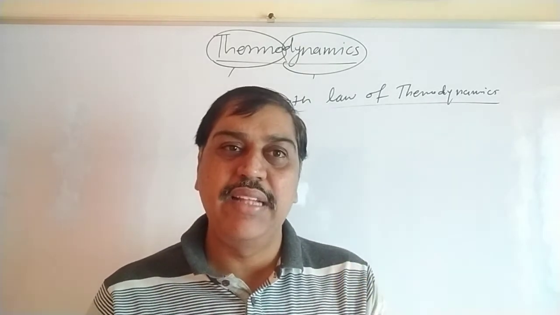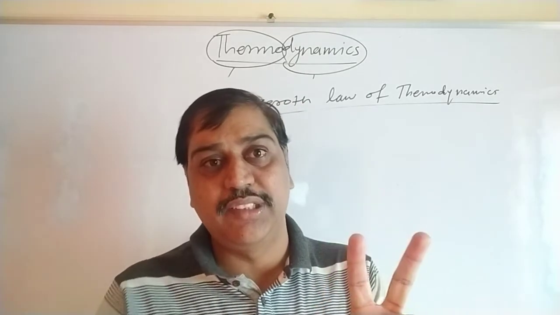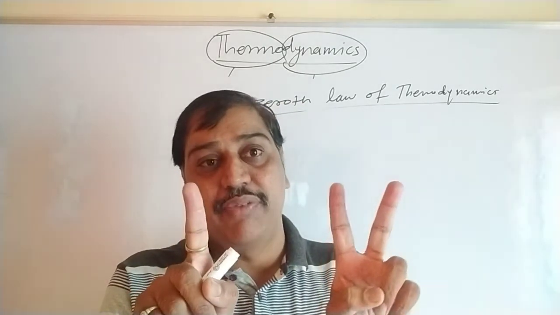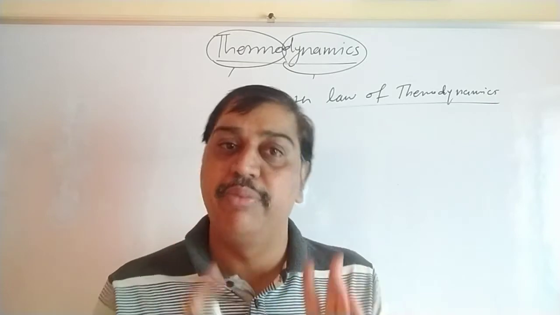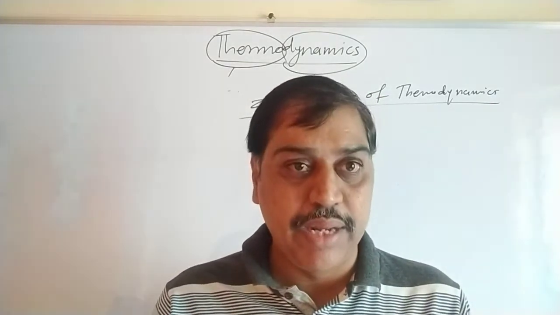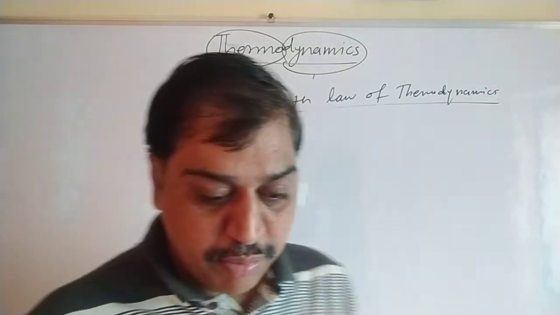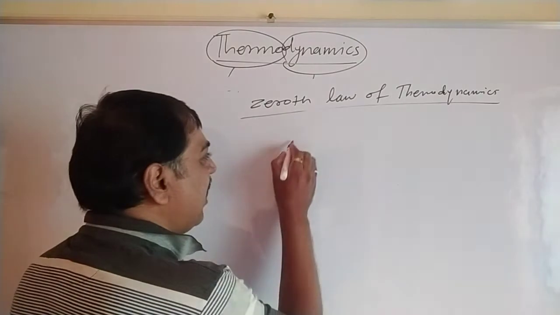If two bodies are in thermal equilibrium with each other, and one of these two is in thermal equilibrium with a third one, then the first body is also in thermal equilibrium with the third. So all three bodies are in thermal equilibrium, and that is nothing but the zeroth law of thermodynamics. In your book they have drawn such a diagram.